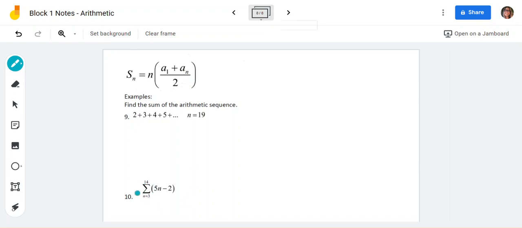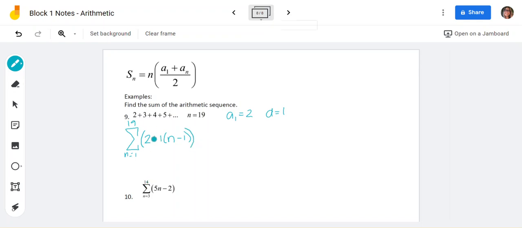But if you look at this summation notation down here for number 10, we can actually type that straight into Desmos. So let's look at what we're looking at. This symbol means add up. We want the first 19 terms. So we're starting at 1 and we're going till 19. Then we just have to write our rule. So our first term is 2, and then our common difference is 1. So in here we would say 2 plus 1 times n minus 1.